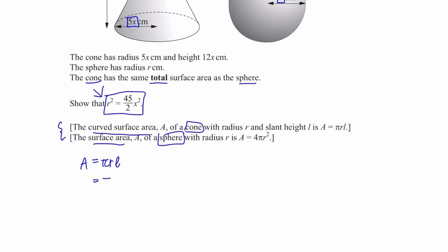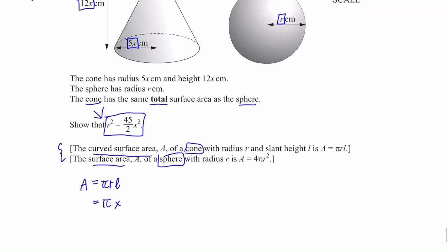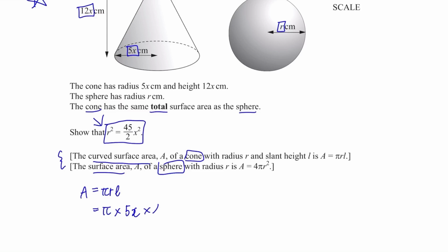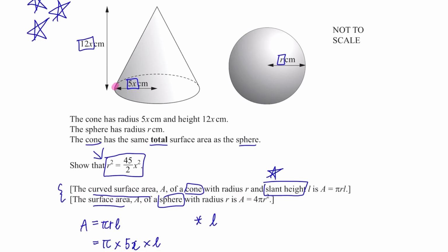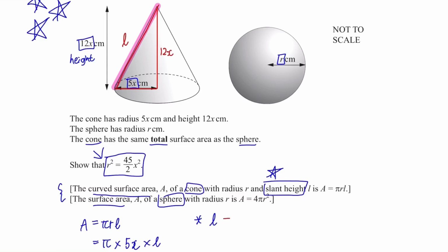A equals pi times r, which is 5x here, times L. Now L is not 12x. L stands for the slant height, this part, and 12x is just the height. We have to find L separately, and we can do it by first identifying that there is a triangle here. Use the Pythagoras theorem to find the slant height. (13x).